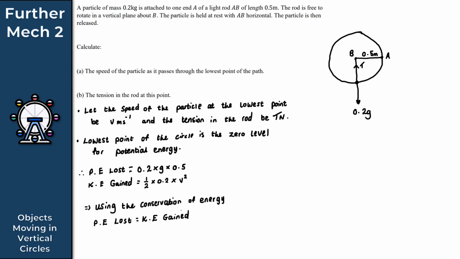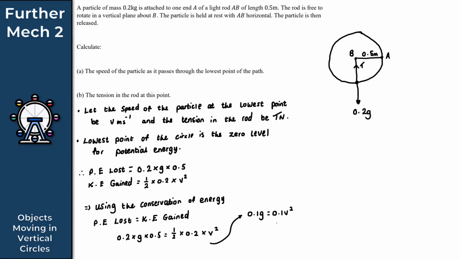What does that mean here then? So what that means here then is 0.2 times g times 0.5 is equal to a half times 0.2 times v squared. If we just simplify this here then, what do we get? So 0.2 times 0.5, that's 0.1. I've got 0.1 g is equal to, again, 0.5 times 0.2 here is 0.1, so 0.1 v squared.